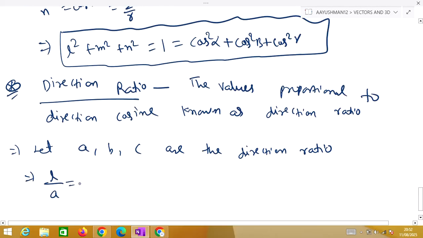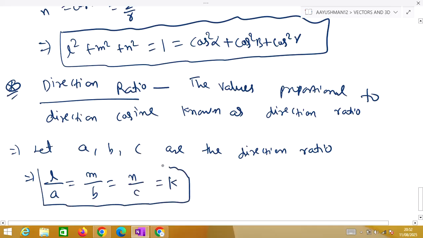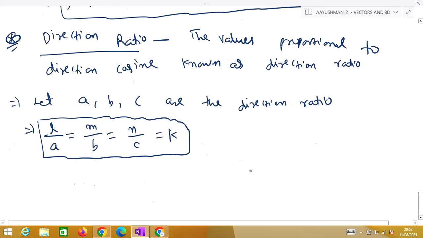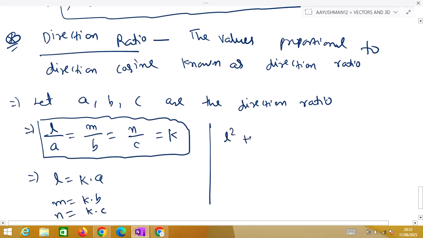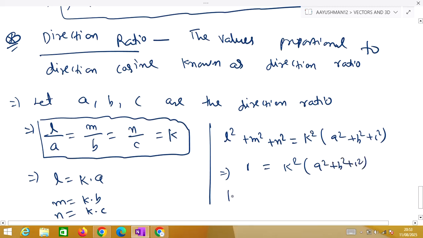So what is the meaning of that? You can say L by A must be equal to M by B is equal to N by C, let us say as K. हमने बोल दिया कि कोई कांस्टेंट वैल्यू है K के इक्वल में आ रहा है। So from here we can see that L is equal to K into A, similarly M is equal to K into B and N is equal to K into C. Then L square plus M square plus N square is equal to K square into A square plus B square plus C square, and we have written above only that L square plus M square plus N square is equal to 1.